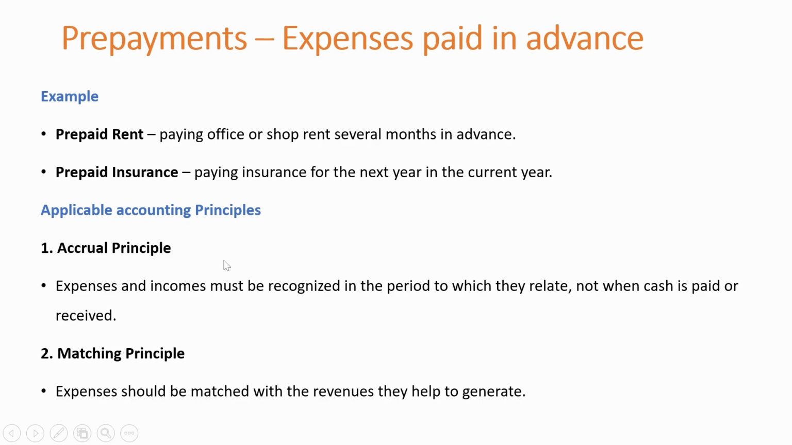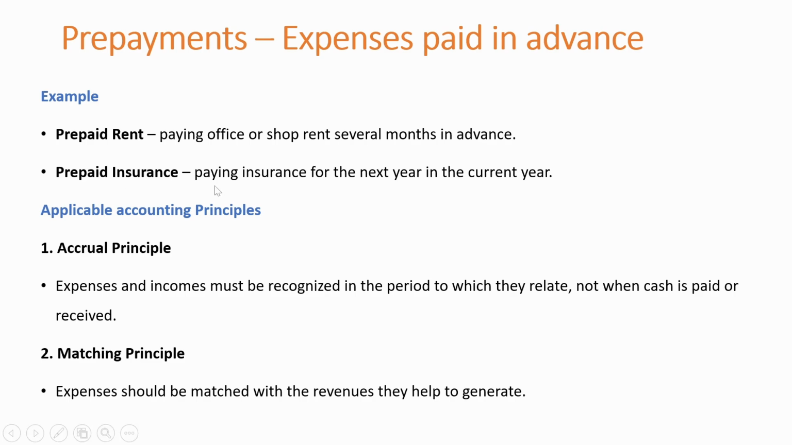So what are prepayments? Prepayments are expenses paid in advance. We have two examples here. Prepaid rent, for example, paying office or shop rent several months in advance. For example, now we are still in the month of September. So you pay the rent for October, November, and even December before those months come. That is a prepaid rent.